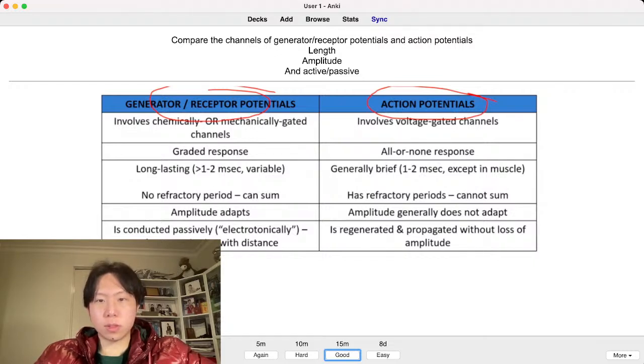Amplitude change is regenerated and propagated without loss of amplitude. It is conducted passively. Chemically or mechanically gated, versus just voltage gated. Okay, it's kind of hard.